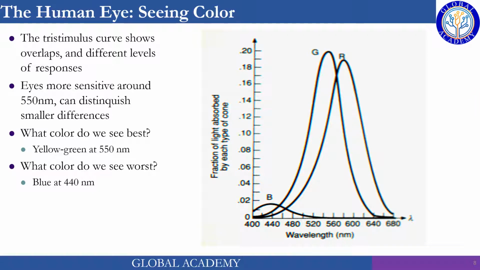So we can say that the human eye is more sensitive, or can distinguish smaller differences, near this range, which is about 540 nanometers, which is yellow or green or a mixture of yellow and green colors, and it is very insensitive, or worst, near the wavelength of 440 nanometers, which is blue color.